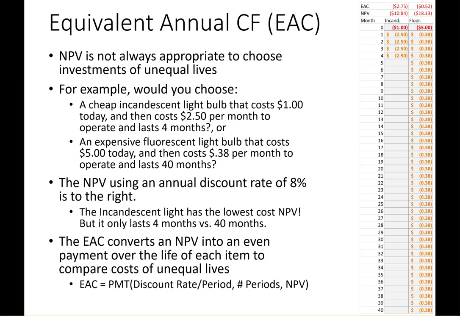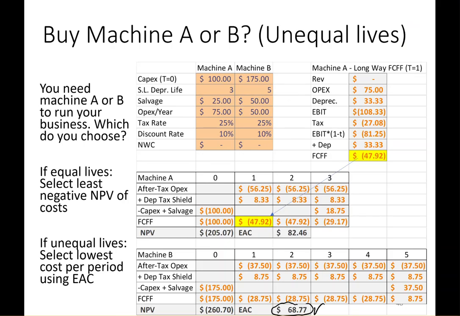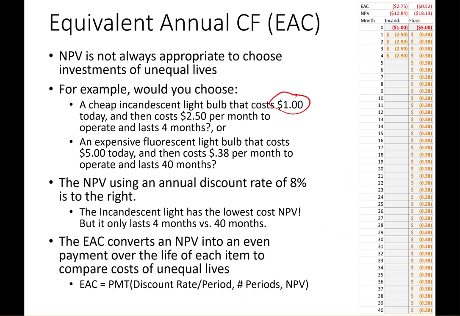So that cheap light bulb costs about $1. And then it costs $2.50 per month to operate and lasts about 4 months. All right, and that's based on current rates of electricity at the time of this analysis. So it's a cheap light bulb that you spend $2.50 a month on electricity and lasts for 4 months.